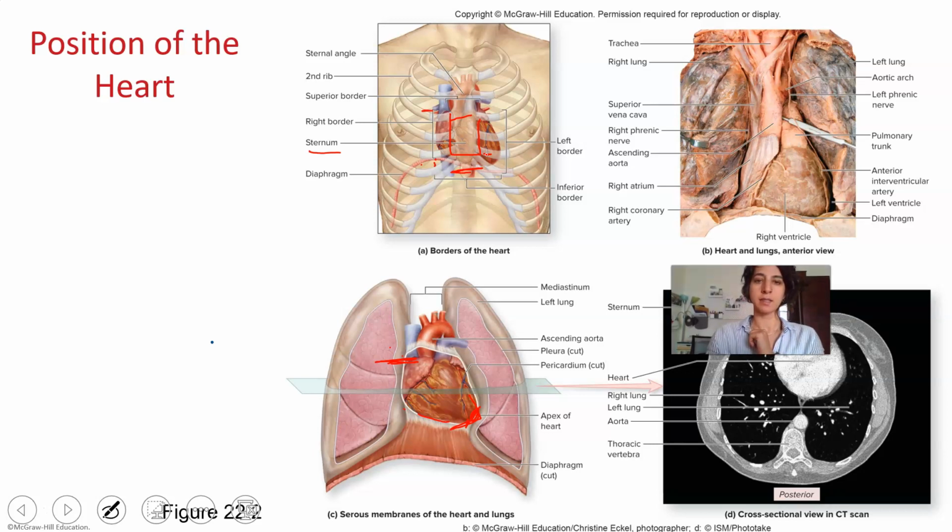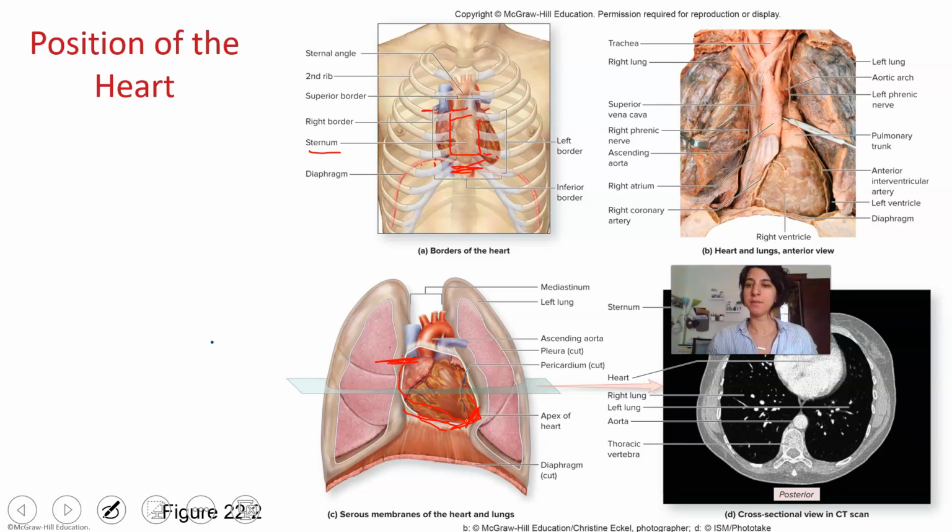Okay, it has a superior border and an inferior border. And if you look right here on this figure, the inferior border is kind of resting on the diaphragm. And then also what we are looking at right here is the right side of the heart. So not only is it tilted and more so to the left of the body, but it's also rotated so that the right atrium and right ventricle are more anterior, while the left side of the heart sits more posterior.